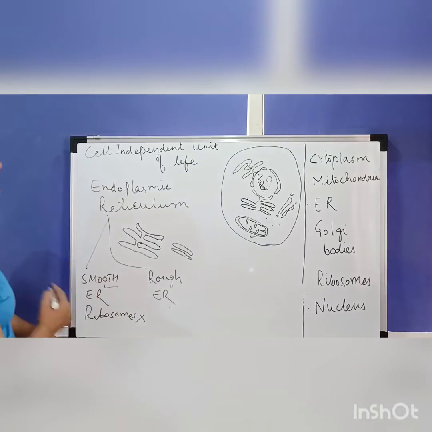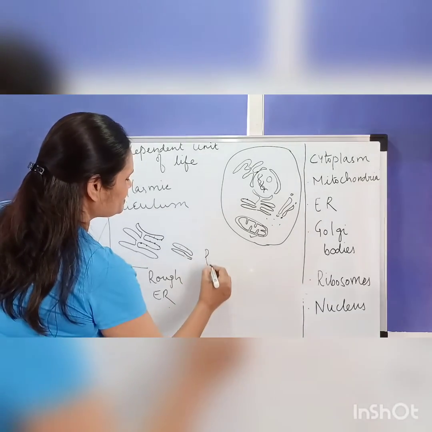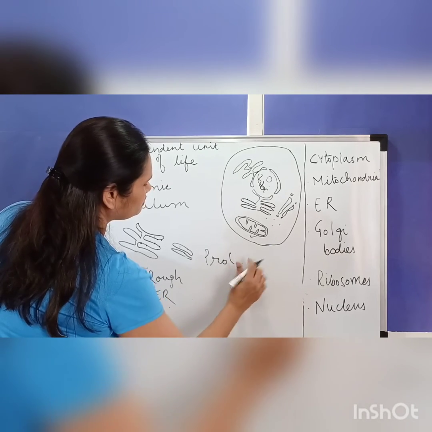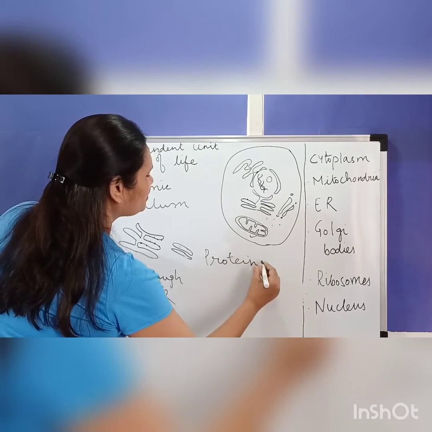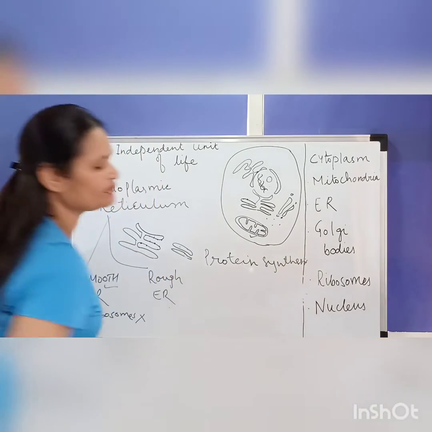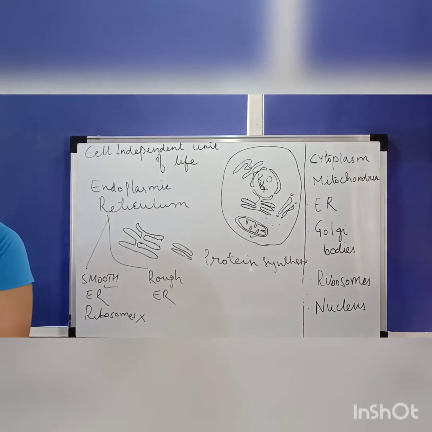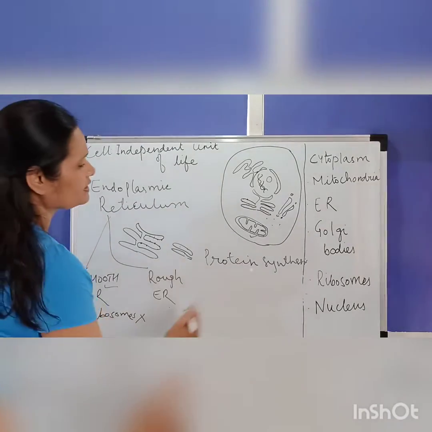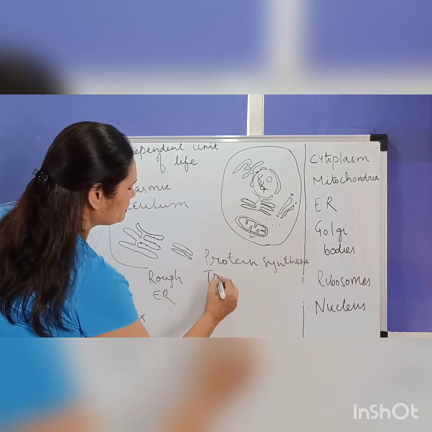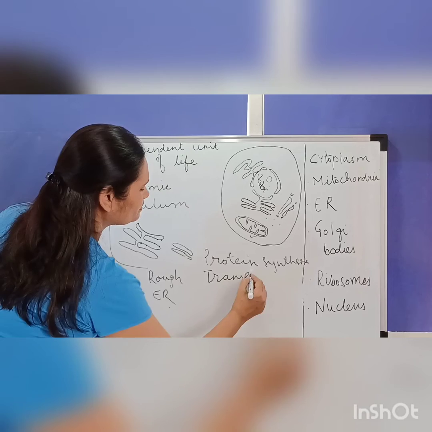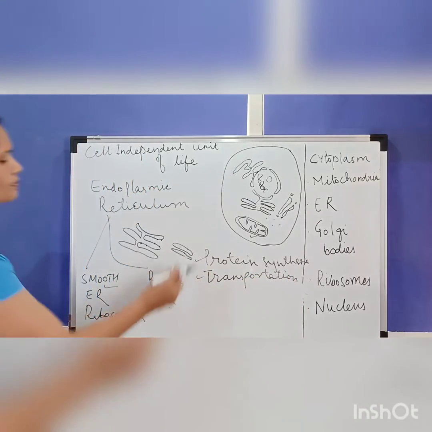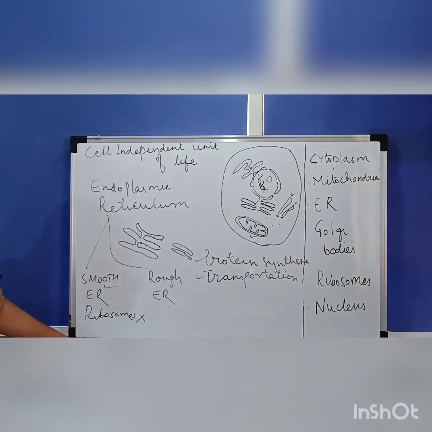So what is the function of the endoplasmic reticulum? It helps in protein synthesis, and second is transportation. So these are two major functions of the endoplasmic reticulum.